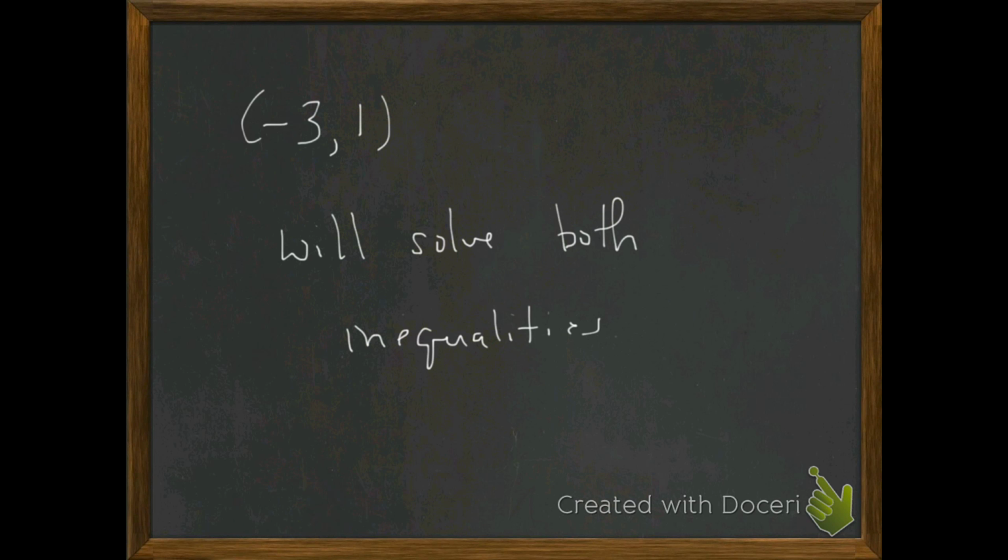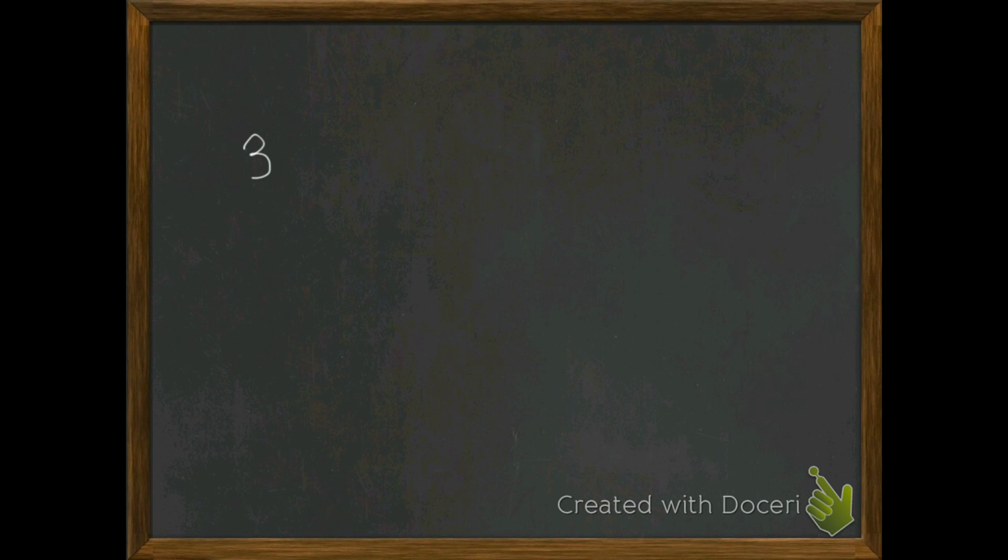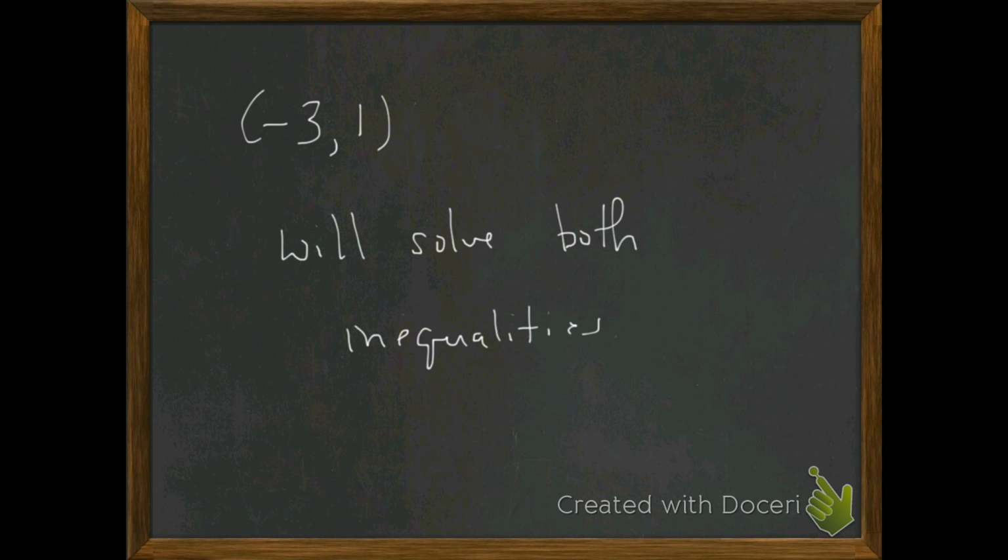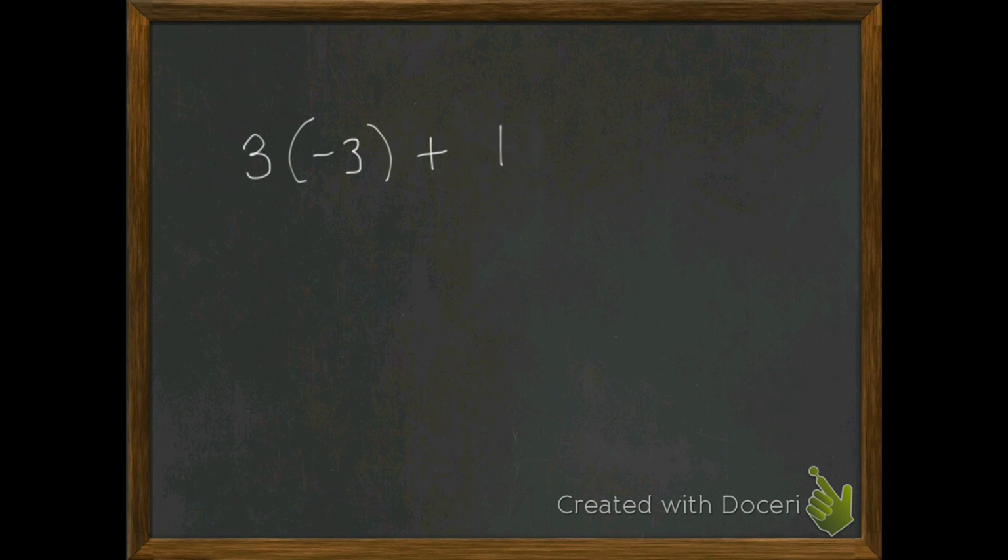But guys, let's check it out. So we have 3 times -3 plus 1. Is that less than or equal to 21? Well, -8 is definitely less than 21, right?